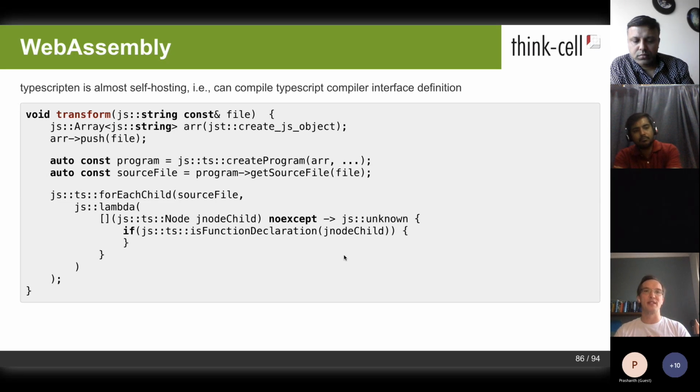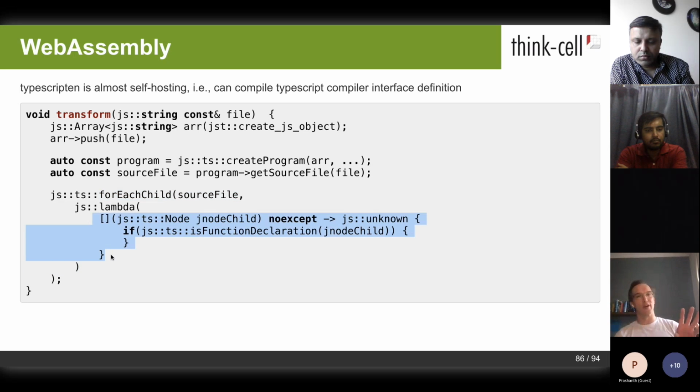So the Typescript snippet I've shown you before would actually look somewhat like this in C++. So you see very, very similar. We are also creating the Typescript program here. And then we are iterating over all the syntax nodes in our source file. And we even pass a C++ lambda to the JavaScript world. And that C++ lambda will be called as a callback from JavaScript. And then we can check, okay, here we have a function declaration. How do we translate that function declaration to a C++ interface statement?